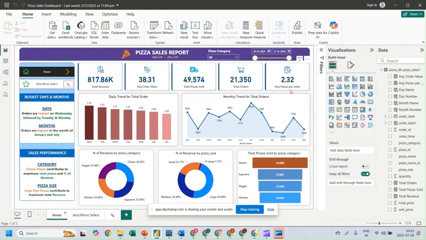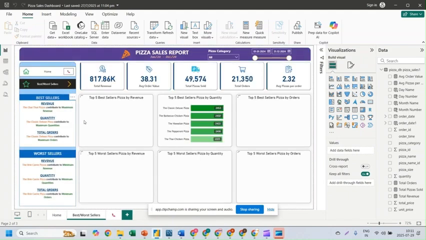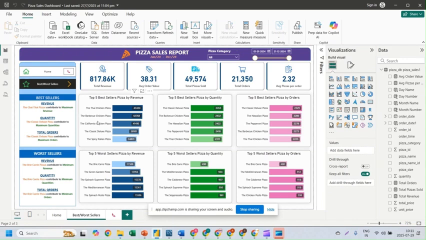Below that you can see charts like daily and monthly trends, percentage revenue by pizza category and pizza size, total pizza sold by pizza category, and on the second page we have top 5 best selling and worst selling pizza charts.